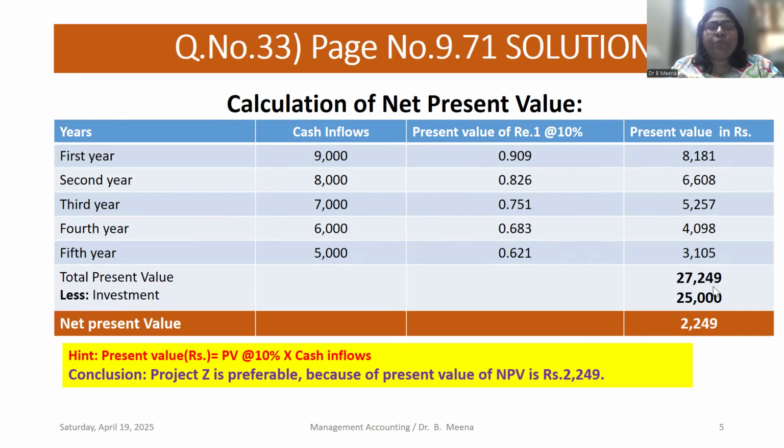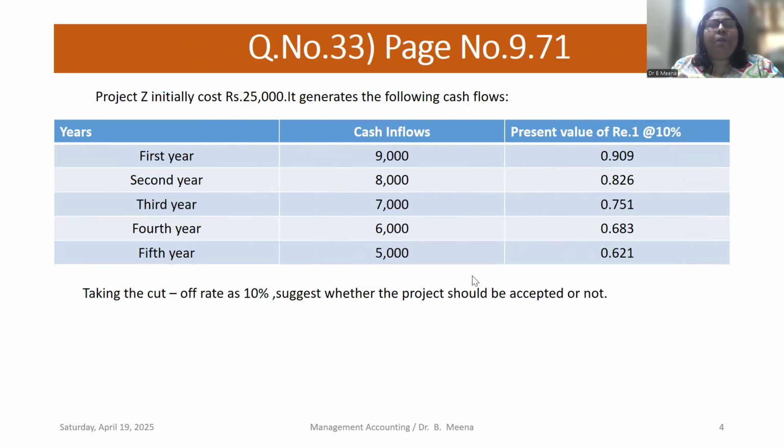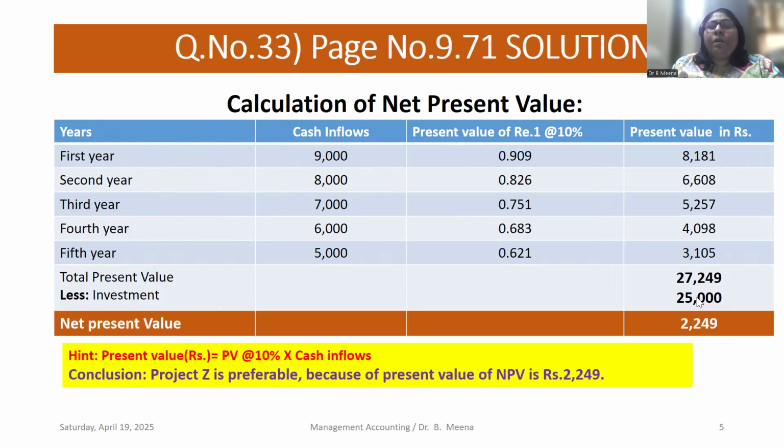But what is the investment value given in the problem? The investment value is 25,000. So this 25,000 investment has to be compared with my total present value, which is 27,249, and that is more than my investment. So I'm getting a positive answer. That is, my present value is more than my investment made, so I can accept the project.